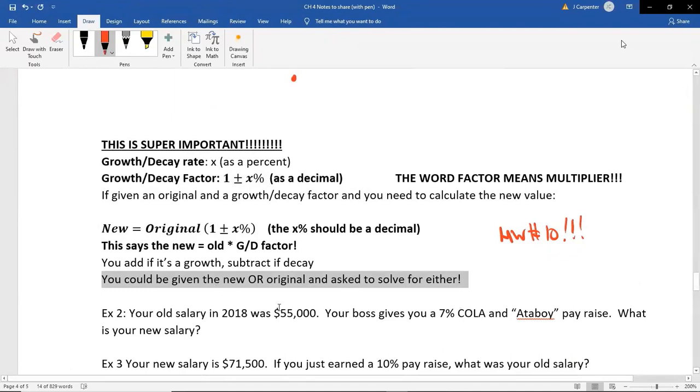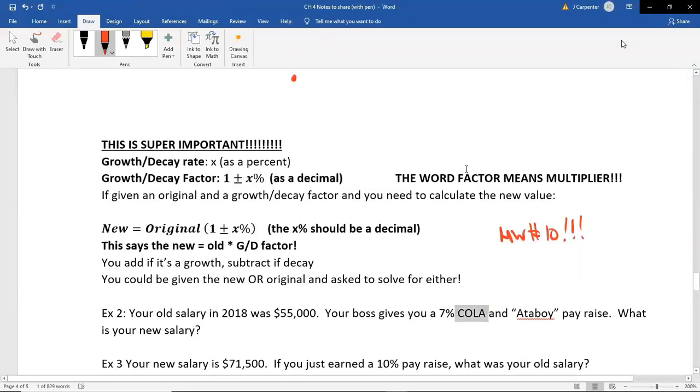Your old salary in 2018 was $55,000. Not too bad. You know, nothing crazy in this world, but you're definitely able to afford your house and everything, unless you just have extravagant taste. Then your boss gives you a 7% COLA, not Pepsi Cola or Coca-Cola, not a soda. That means cost of living adjustment.